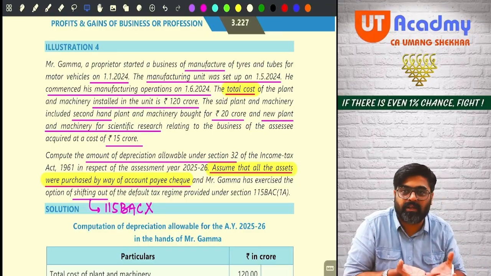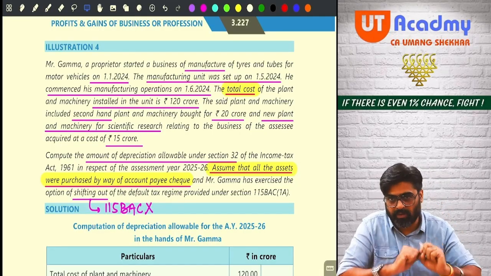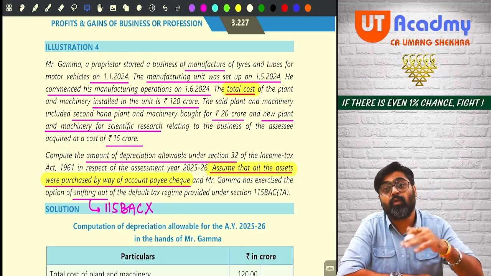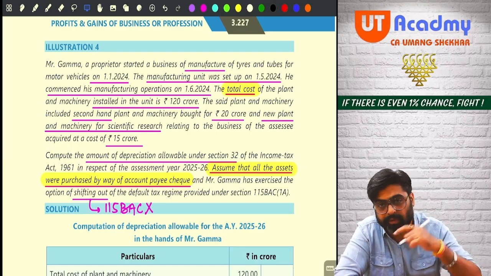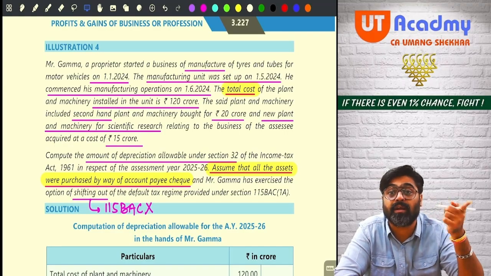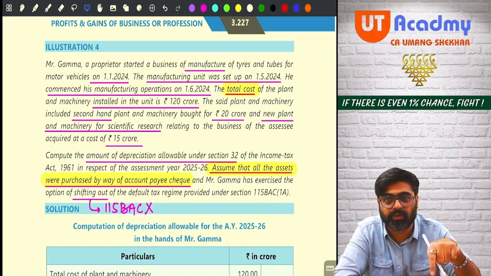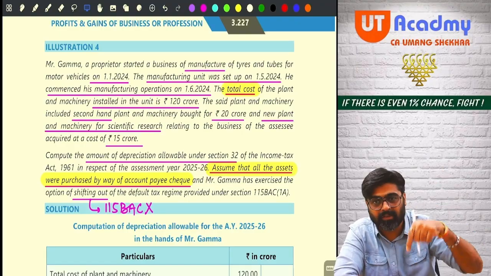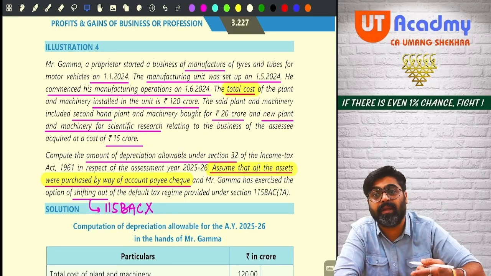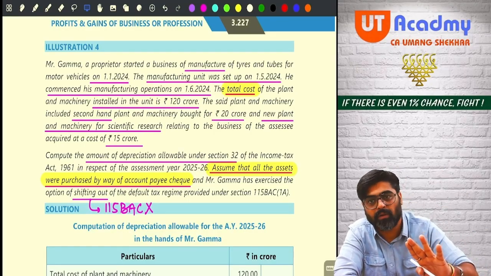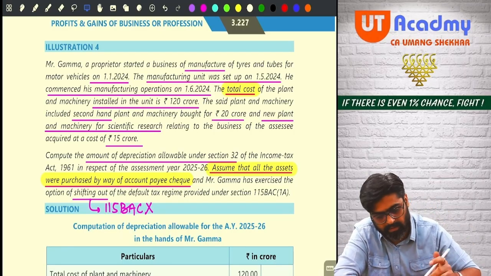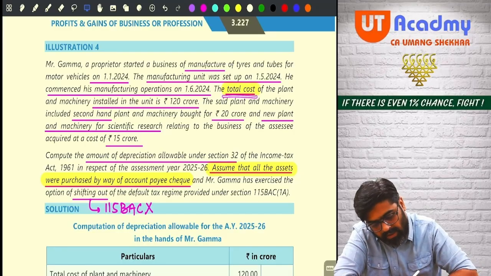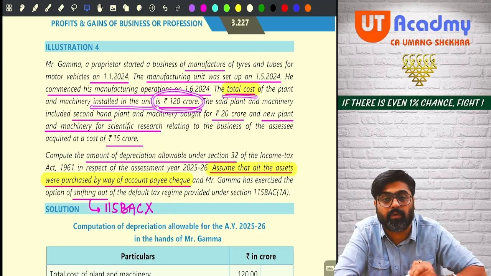When the unit is set up, that time only the assets will be brought. And the unit commenced operations from 1st of June 2024. So this is the first year in which the operations are commenced, even though the business started last year. Whatever assets are bought, the block will be created for the first time in this year only. Getting my point? Now next, the total cost of plant and machinery installed in the unit is 120 crores.